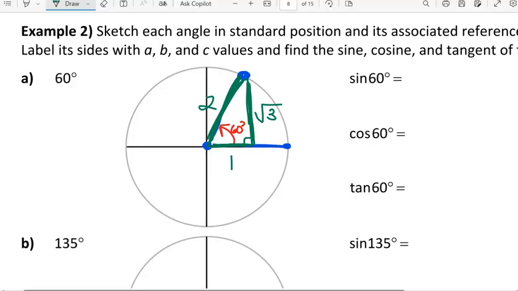So from this picture, sine of 60 is the opposite over the hypotenuse, which is square root of 3 over 2. Cosine of 60 degrees is adjacent over hypotenuse, which is 1 over 2. And tangent of 60 degrees is opposite over adjacent. That's going to be square root of 3 over 1. We will never leave a final answer with a denominator of 1. So square root of 3 divided by 1 is just the square root of 3. So that's in simplified form.